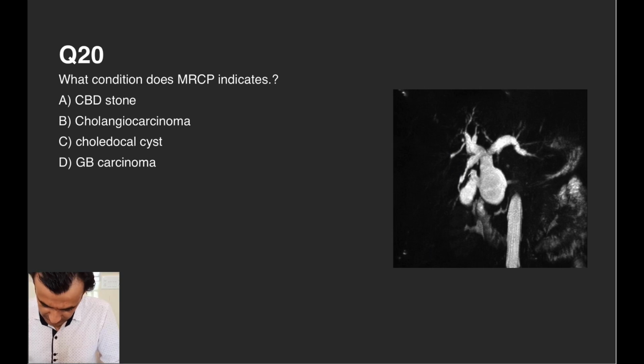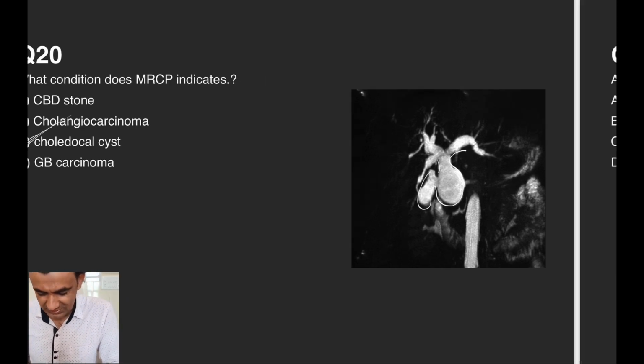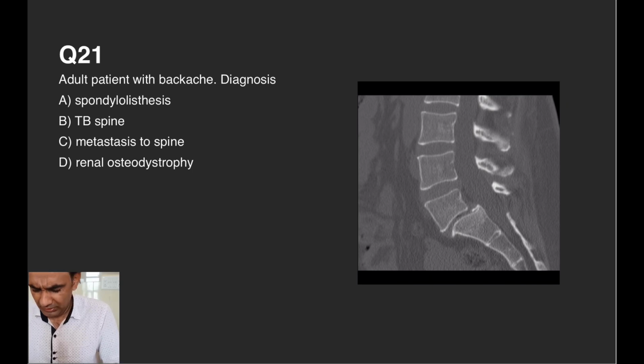Question number 20. What condition does MRCP indicate? This was MRCP. This is choledochal cyst. Someone described this like 2 balls going down, very vaguely described, but this is choledochal cyst. Question number 21. This is of orthopedics, but we can discuss in radiology. Adult patient with backache, diagnosis. So we can see at the L5 S1 level this gap. So this is spondylolisthesis. This is not renal osteodystrophy.